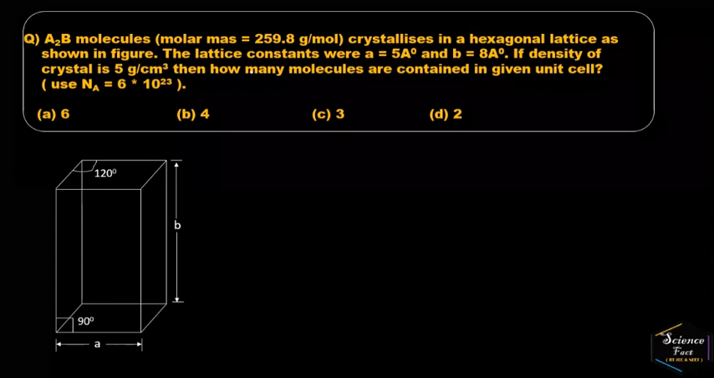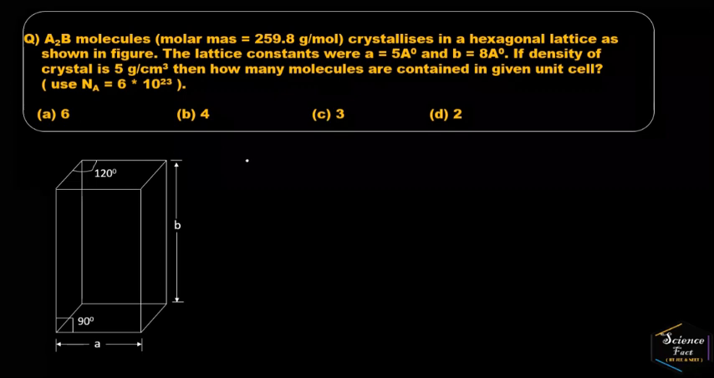In this question, we have to find out the number of molecules contained in this unit cell. Here we are given an A2B molecule type crystal whose molar mass is equal to 259.8 gram per mole, and lattice constants A equal to 5 angstrom and B equal to 8 angstrom. This is a primitive hexagonal unit cell.